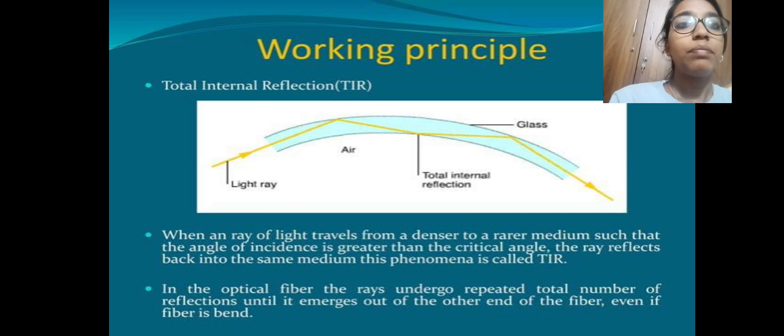Working principle. When a ray of light travels from a denser to rarer medium such that the angle of incidence is greater than the critical angle, the ray reflects back into the same medium. This phenomenon is called TIR. In the optical fiber, the rays undergo repeated total internal reflections until it emerges out of the other end of the fiber, even if the fiber is bent.